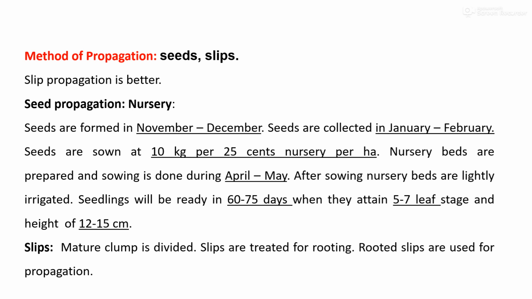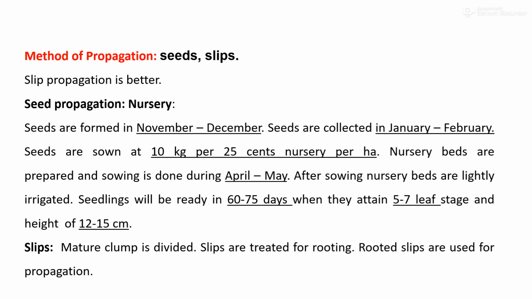Method of propagation. It is propagated by means of seed and also by slip. Slip propagation is better than seed. So first one, seed propagation. In a nursery, the seeds develop on the plant in the month of November and December. Then the seeds are collected in January, February and sown at 10 kg per 25% nursery area for 1 hectare. Nursery beds are prepared and sowing is done during April-May.